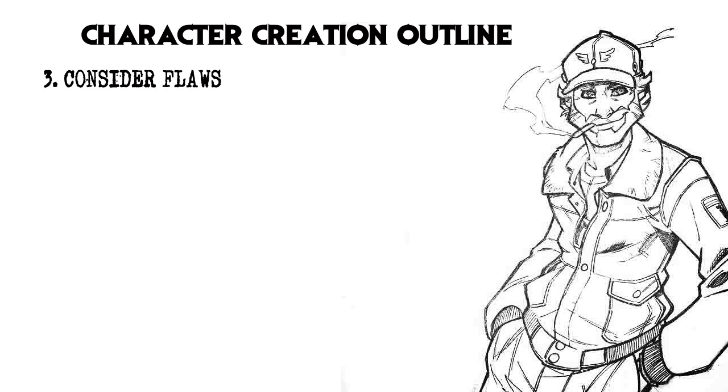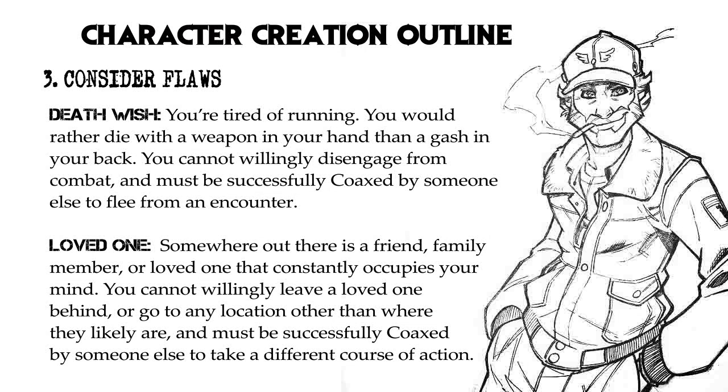Step 3 is consider flaws. There are 17 flaws to choose from. They have just different kinds of detriments to your character, personality, or physicality, and each one of them grants an extra skill point. So there are a maximum of 2. So you can take 0, 1, 2, whatever you prefer. For him, I'm going to have 2 kind of correlated flaws, really.